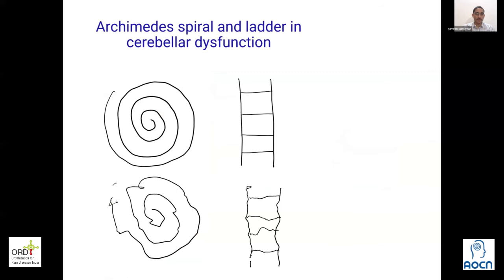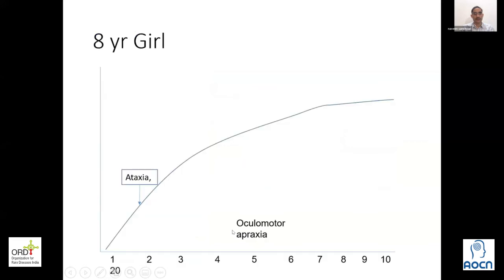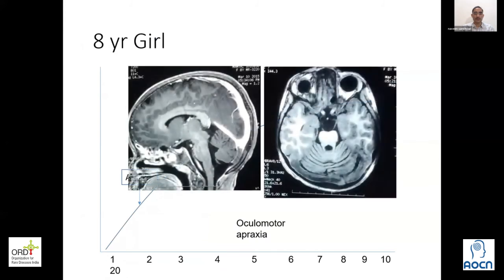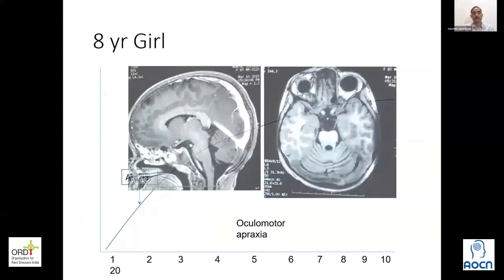And these are important bedside tools. So she was asked to make an Archimedes spiral, and you can see how she performed. She could not draw a ladder, and this all indicated that she had cerebellar dysfunction. When we examined, she also had oculomotor apraxia. Her imaging showed very mild cerebellar atrophy, predominantly of the vermis.